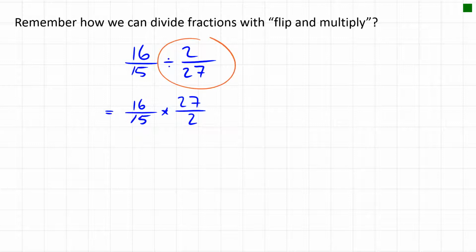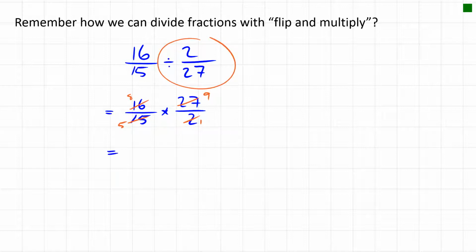So looking at this, 16 and 2 have a 2 in common. So I'm going to divide each by 2, and that leaves me with 8 where the 16 is, and 2 divided by 2 is 1. And then the other two values, 15 and 27, they have a 3 in common. So dividing each by 3 leaves me with 9 up top and 5 on the bottom.